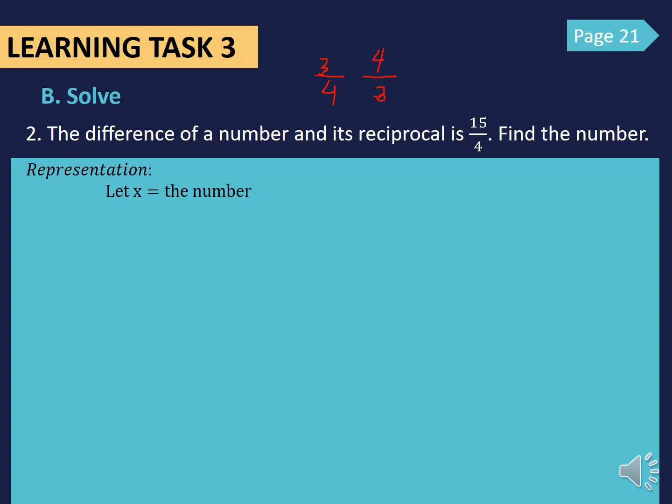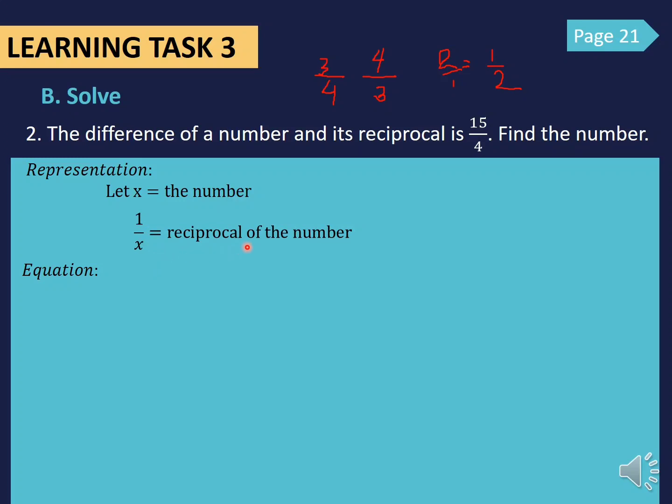But how about 2? What is the reciprocal of 2? Okay, so the reciprocal of 2 is 1 over 2, since we have 1 as the denominator of the whole number. Now, if our number is x, therefore its reciprocal is equal to 1 over x.